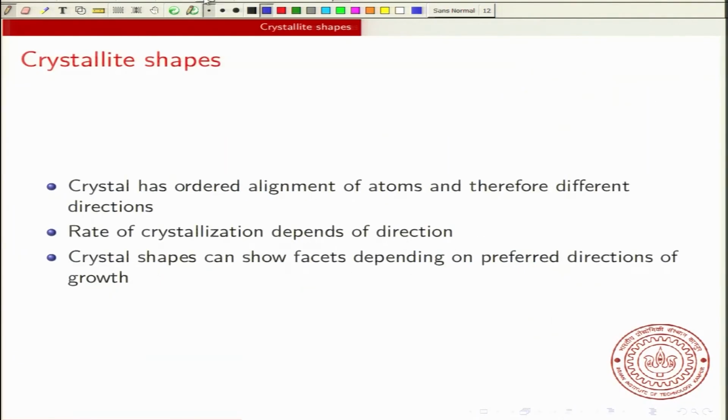The last thing that I want to talk about today is the shape of crystals, or more you can say the shape of a crystallite. When I say crystallite, I mean a piece of a crystal. So, if you are growing a crystal, then what is the shape? Is it like a cube, or is it like a hexagon?